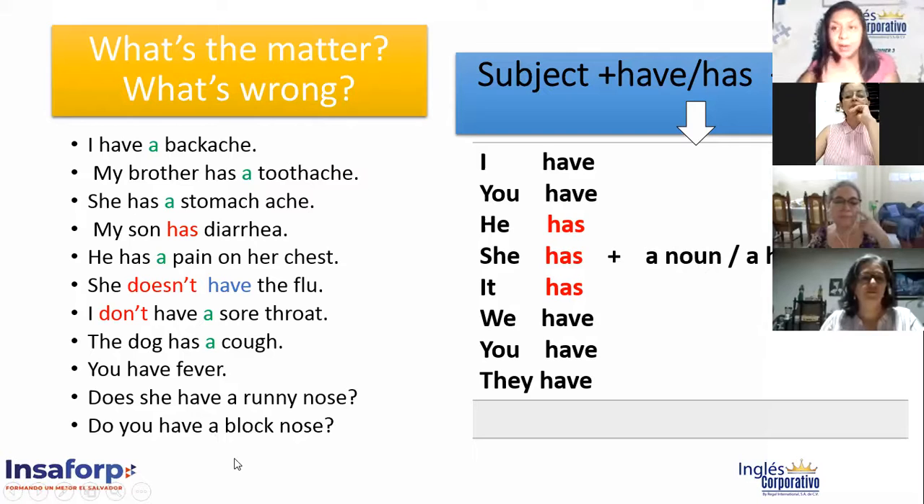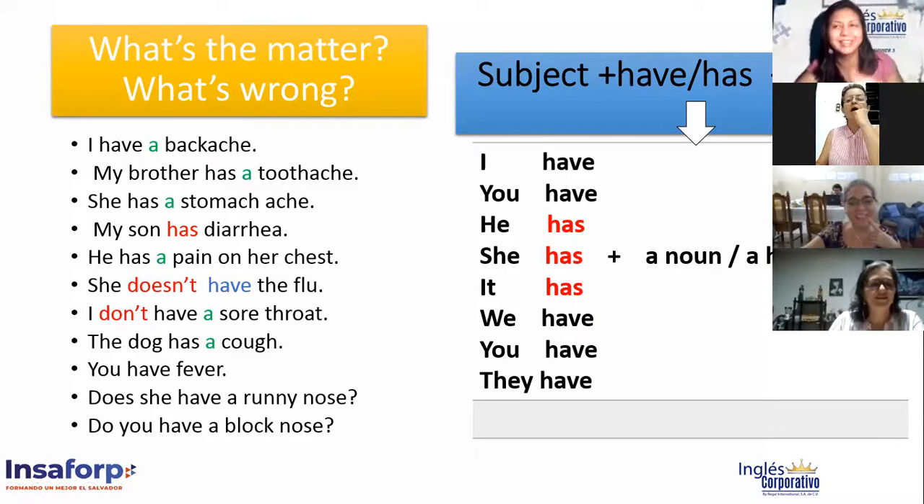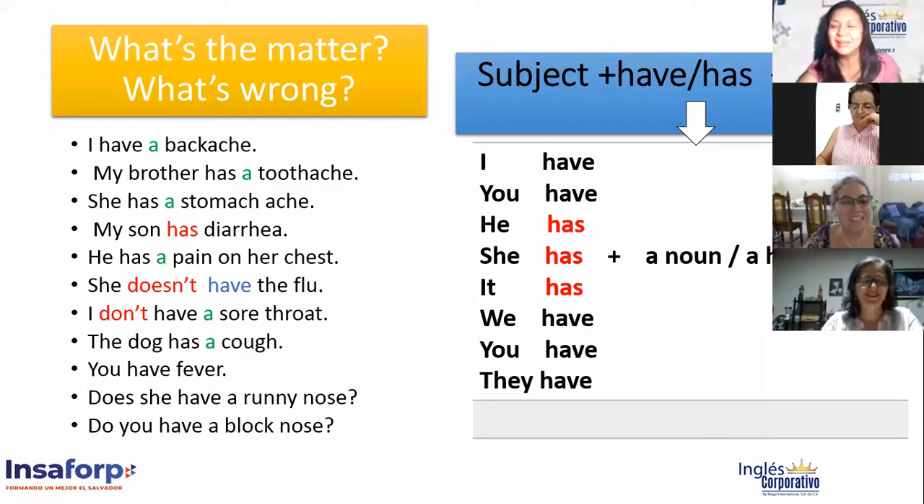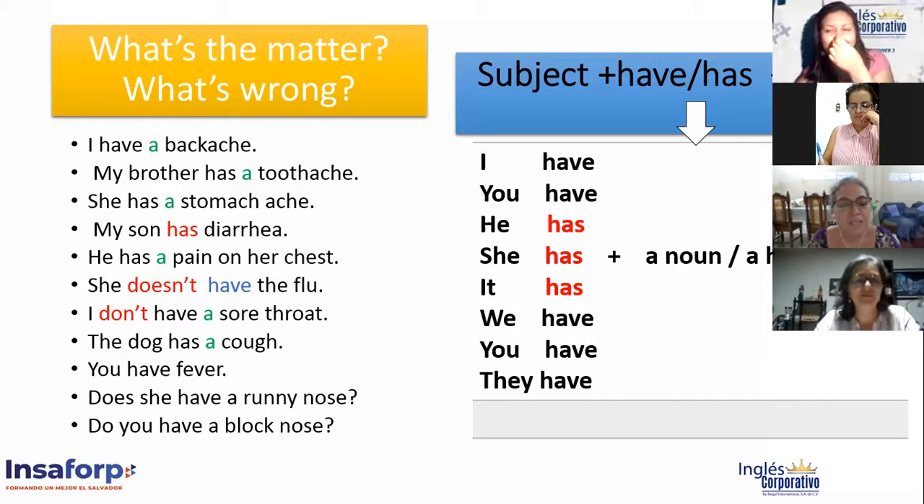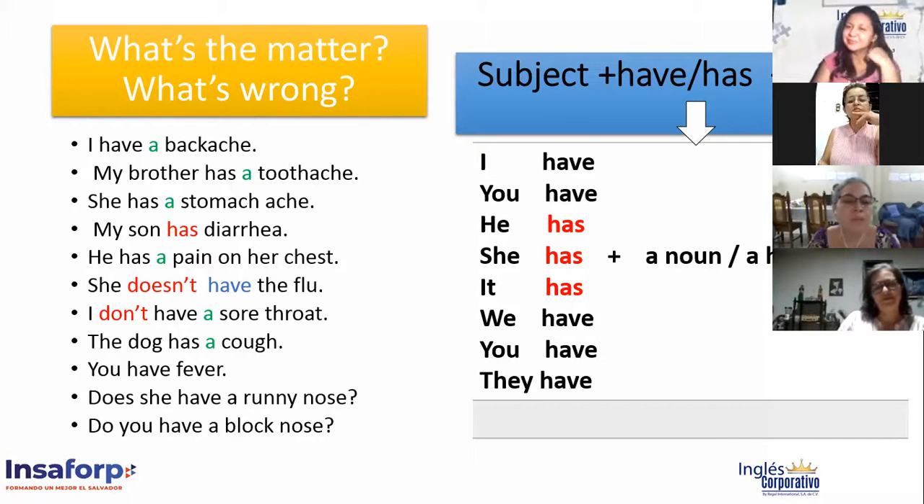Do you have a blocked nose? Yes, teacher, I do have a blocked nose. That's why I speak very weird. Okay, that is a blocked nose, and you even speak differently. Now I can breathe. So do you have any questions about the use of this structure? No, teacher. Okay, great.